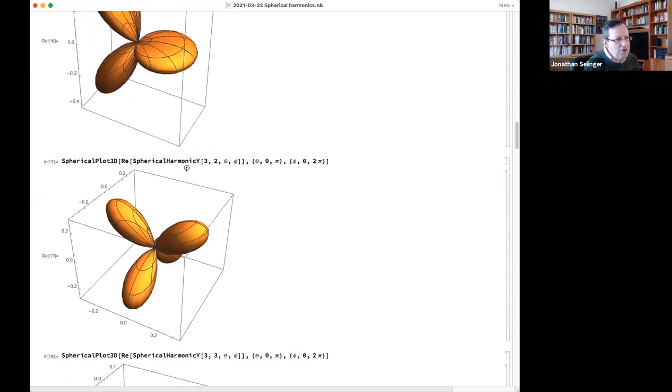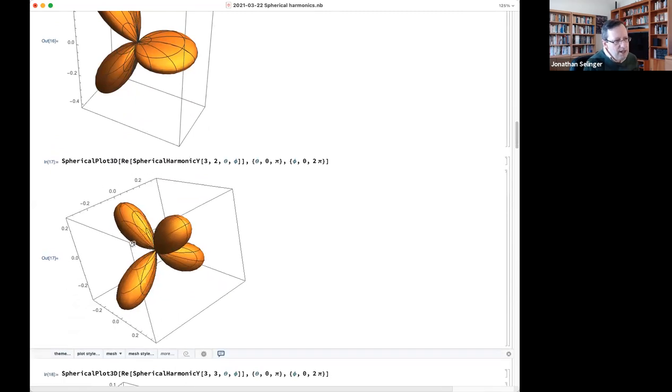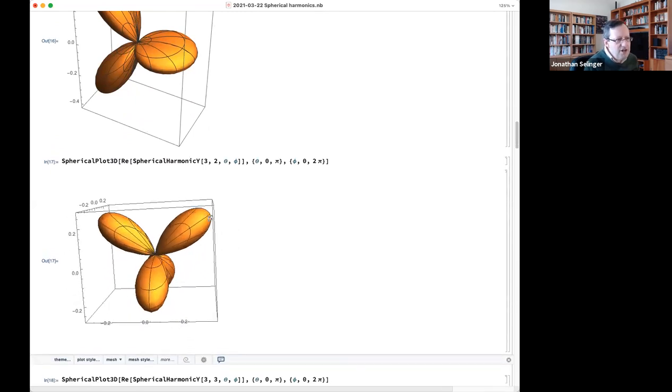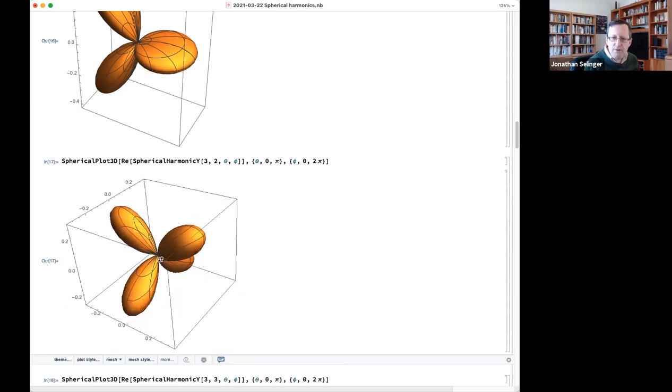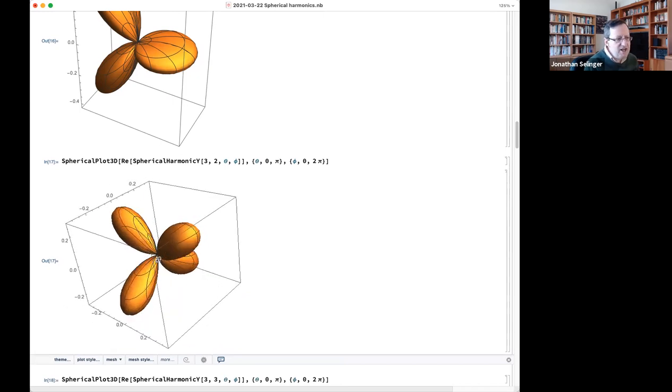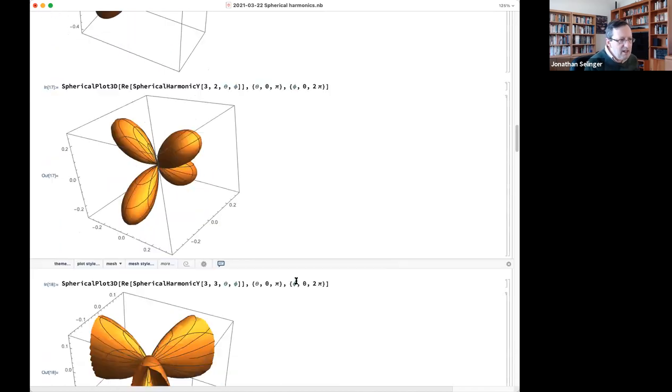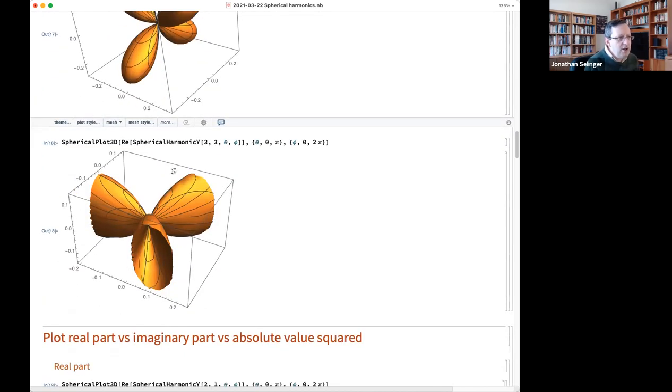Here's L equals 3, M equals 2. It's more like a tetrahedron, with 4 lobes sticking in different directions. Here is L equals 3, M equals 3. This is something where there are 3 lobes sticking kind of symmetrically out around in the XY plane.